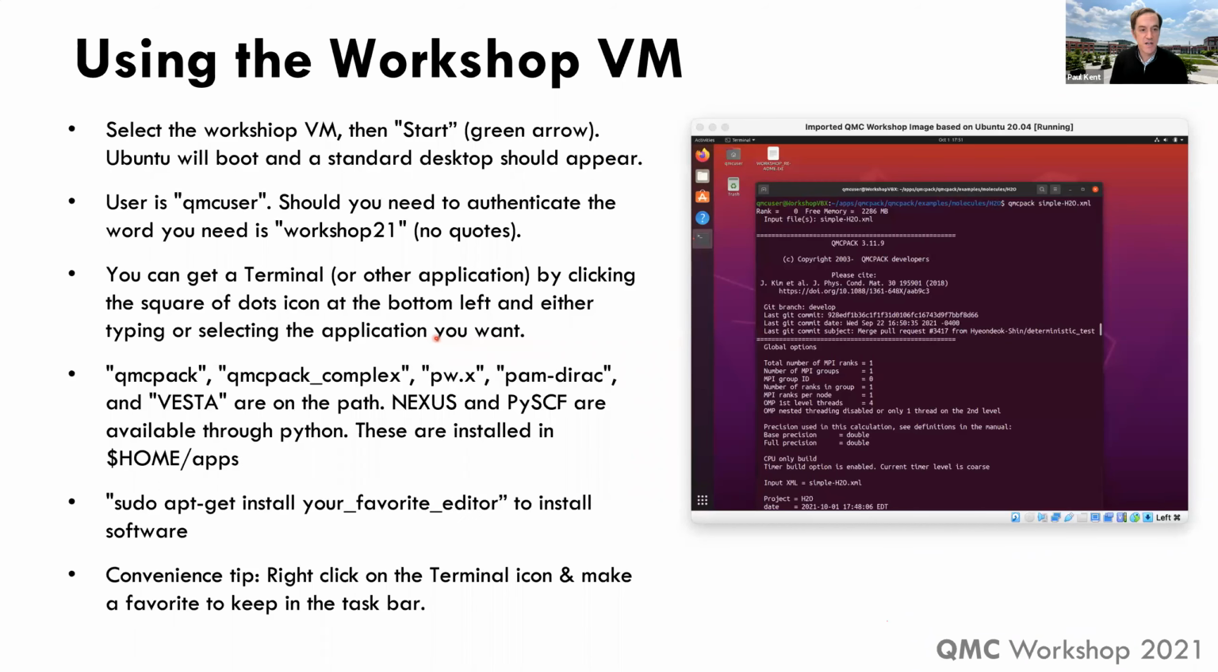Use of this should be fairly straightforward for anyone who's used the Ubuntu desktop or other Linux type desktop fairly recently. One thing to note: if you lock the screen or need to type sudo to install some software, the password is workshop21 with no quotes. You can click down here, for anyone not familiar with these, to get to applications, one terminal or anything you like. In the terminal, the various codes are available on the path. So this should be fairly straightforward, and let us know how you get on.